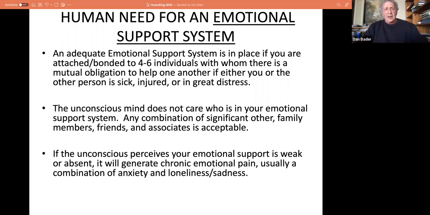Now, the unconscious mind does not care who is in your emotional support system. Any combination of significant other, family members, friends, and associates is acceptable. If the unconscious perceives your emotional support is weak or absent, it will generate chronic emotional pain, usually a combination of anxiety and loneliness or sadness.